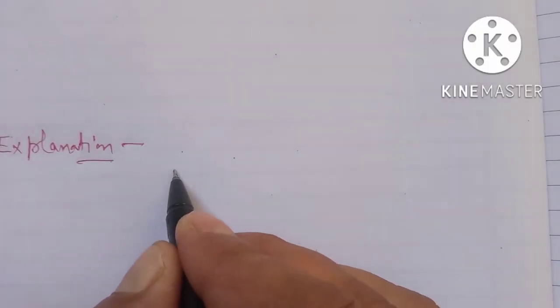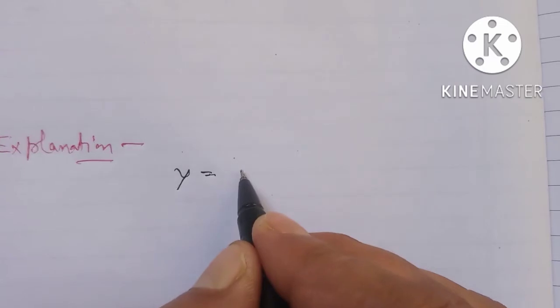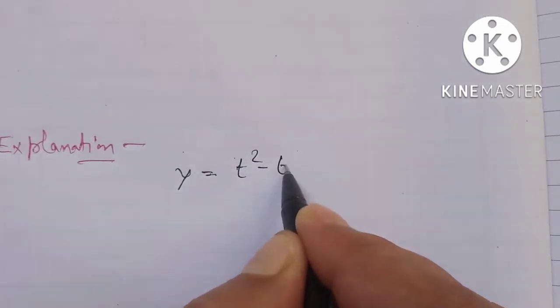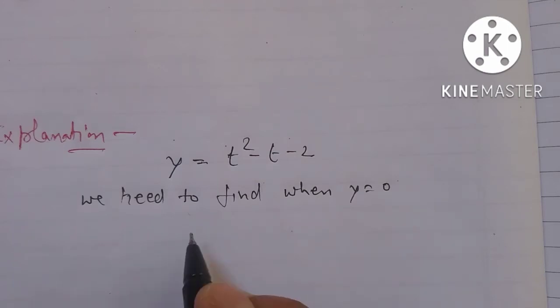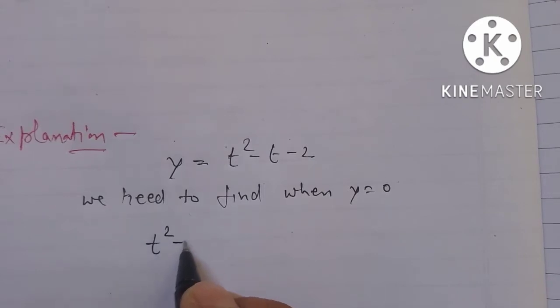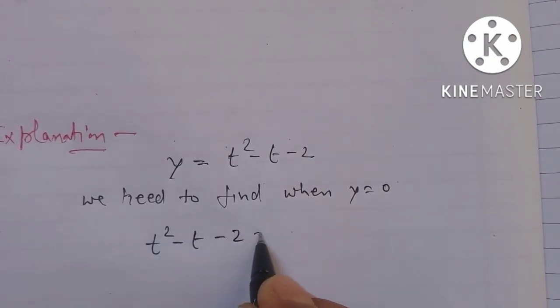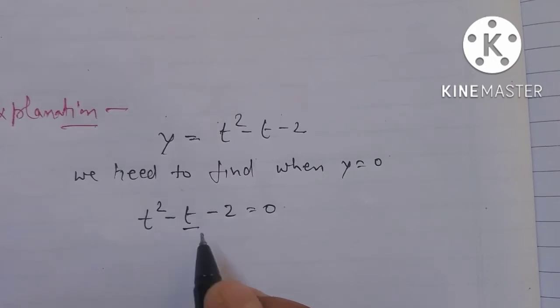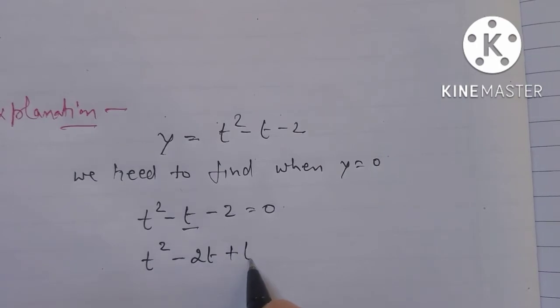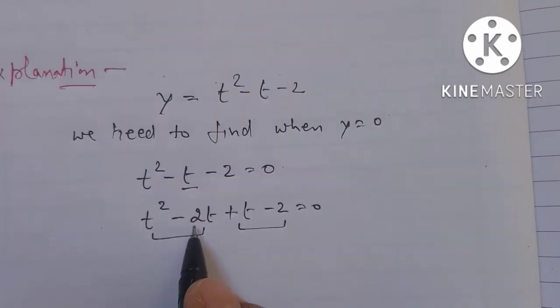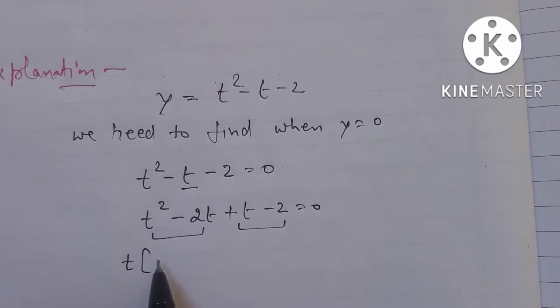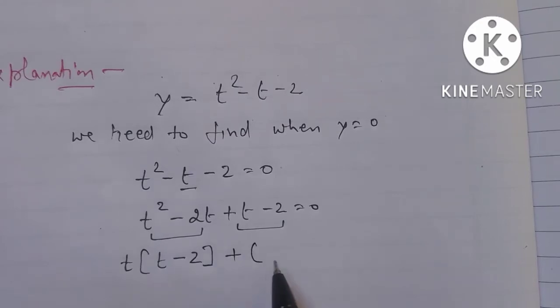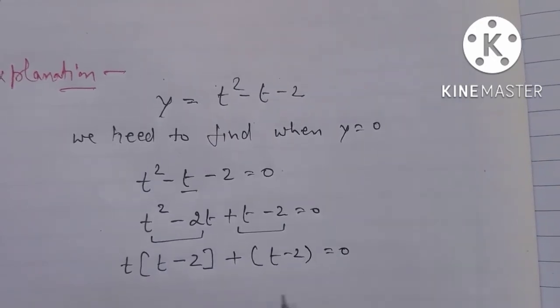Explanation. We have given displacement and the equation for that is y is equal to t square minus t minus 2. We need to find when y is equal to 0. So put here y is equal to 0, this becomes t square minus t minus 2 equal to 0. Now split this middle term, t square minus 2t plus t minus 2 is equal to 0. By taking t common from here, taken outside, we are left with t and here minus 2, here t minus 2 equal to 0.